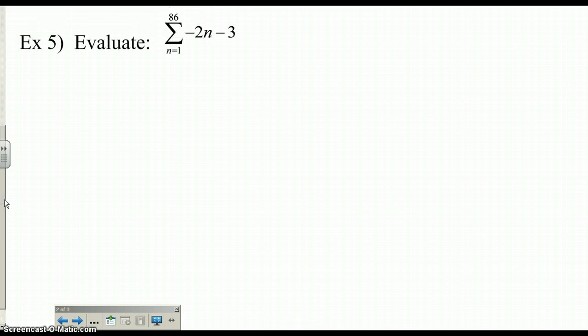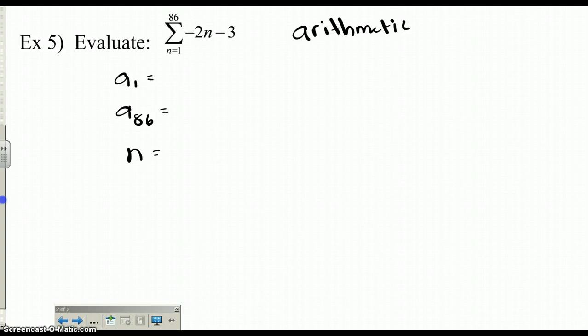Example 5 is from 1 to 86. This is the reason why we use this summation. You're not going to want to add up every term from 1 to 86. But it is going to be arithmetic, so we can go back to that first formula because there's no exponent there. So we need the first term. We need the 86th term. And we need the number of terms. First term, plug it in.